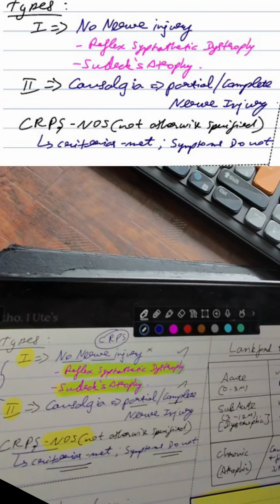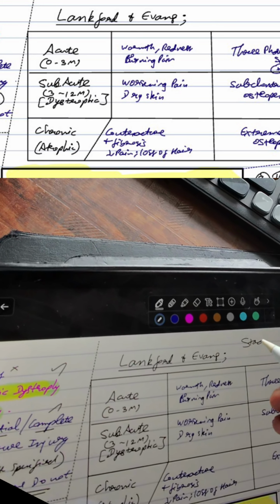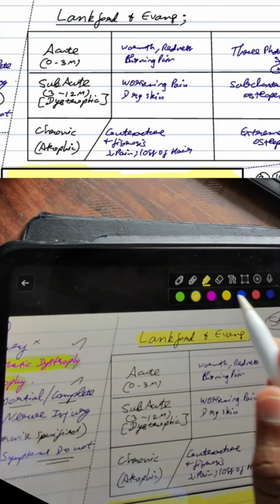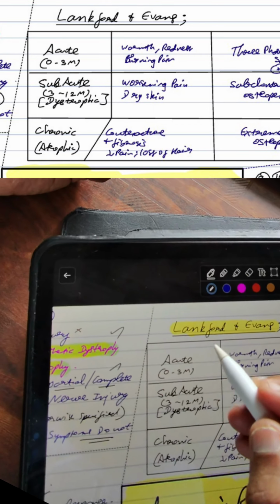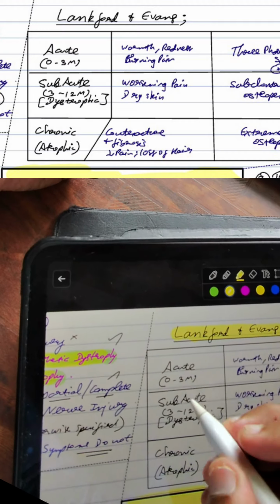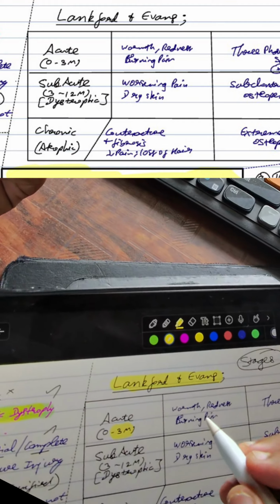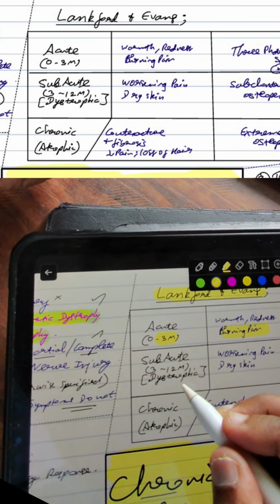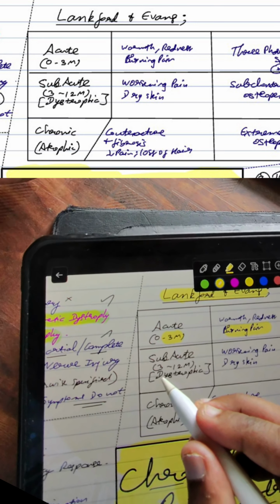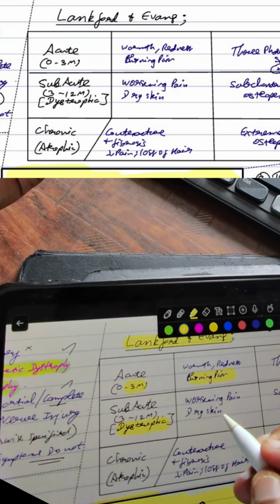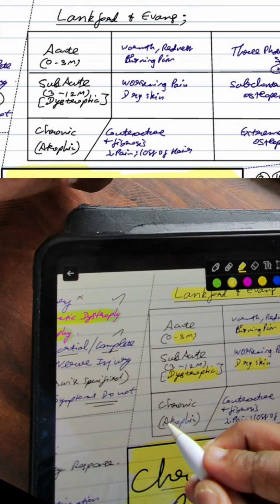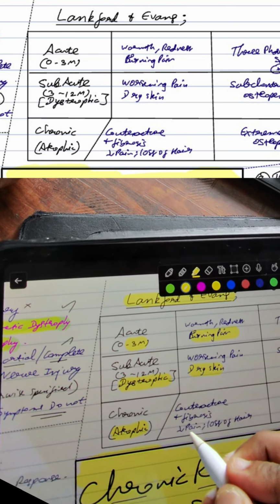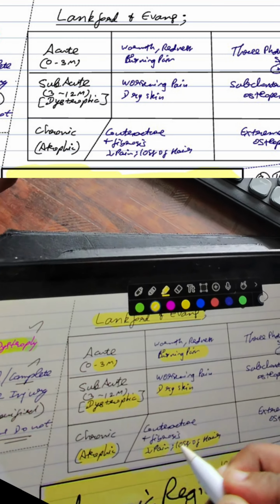So what are the stages? Stages have been given by Lansbury and Evans. The acute stage is from 0 to 3 months. It involves warmth, redness and burning pain. Subacute involves 3 to 12 months, also called the dystrophic stage, with worsening pain and dry skin. The chronic or atrophic stage involves contractures and fibrosis with loss of hair and decrease in pain.